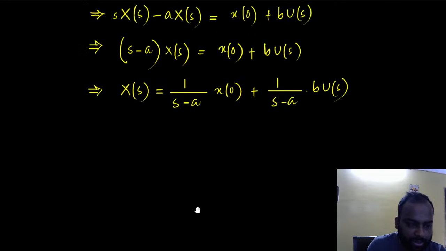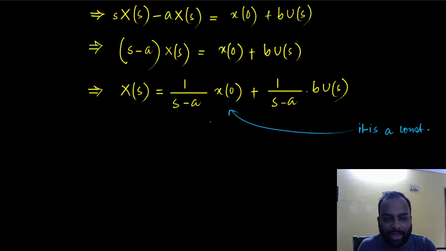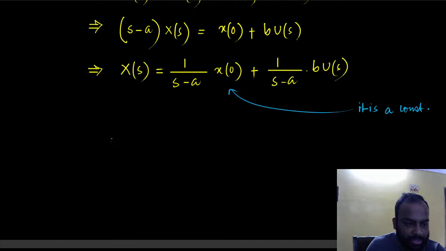There is no difficulty here, but keep in mind that this x0, which is the initial condition, is a constant. The initial condition is just a condition: the value of the state variable when time was 0. So that's just a single value, a constant as far as we are concerned.